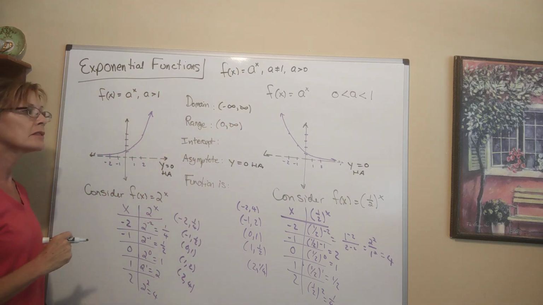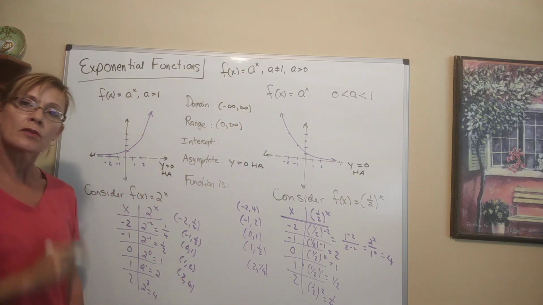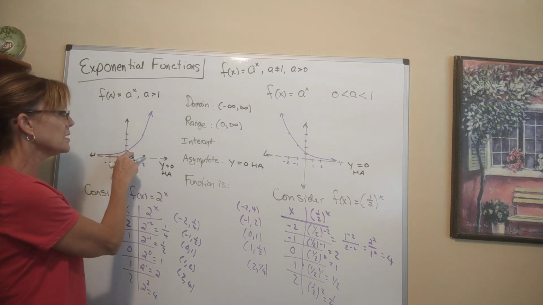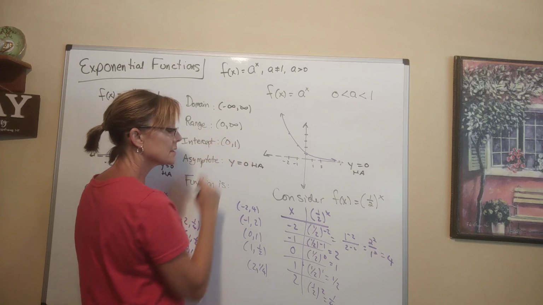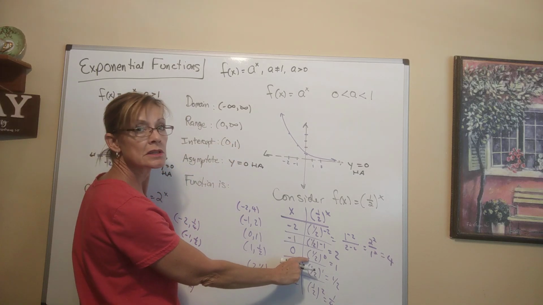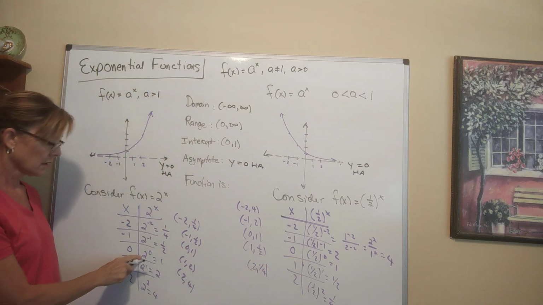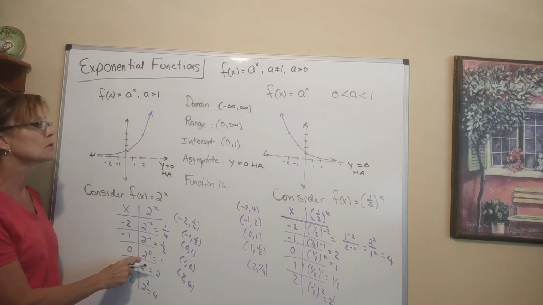Is there an intercept? There is, and it's the same intercept. They're both a y-intercept at (0, 1) here, at (0, 1) here. Why is that? That's because when you raise anything to the 0 power, it equals 1. So you will always have that intercept.